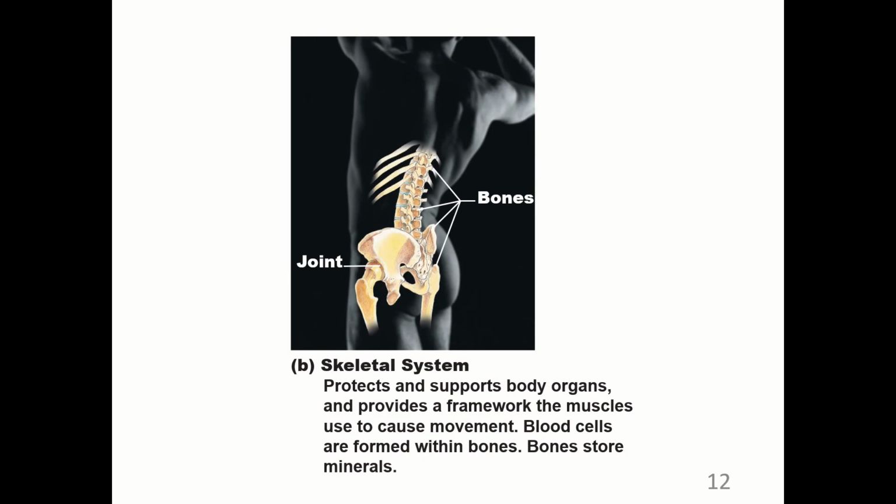The skeletal system contains the bones, cartilage, joints, and it protects and supports the body organs, such as the brain, the heart, and the lungs. The skeletal system also provides a framework that the muscles use for movement. Bones act as levers upon which the muscles pull. Bone cells are formed within the bones, particularly the bone marrow. Bones also store minerals such as calcium and phosphate.